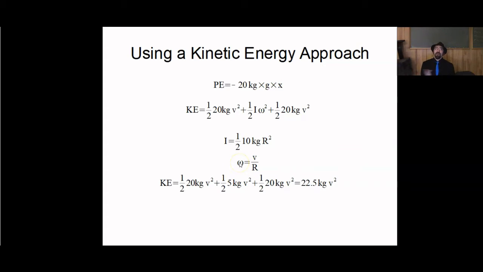Omega, angular velocity, if you remember your relationship between translational and rotational kinematics, omega equals v, velocity, over r. So we square our omega, we get v squared over r squared. We multiply this by an I that has an r squared in it, the r squareds cancel. So we get kinetic energy equals 1/2 20 kilograms v squared plus 1/2 times 5 kilograms times v squared plus 1/2 times 20 kilograms times v squared. Total 22.5 kilograms times v squared.